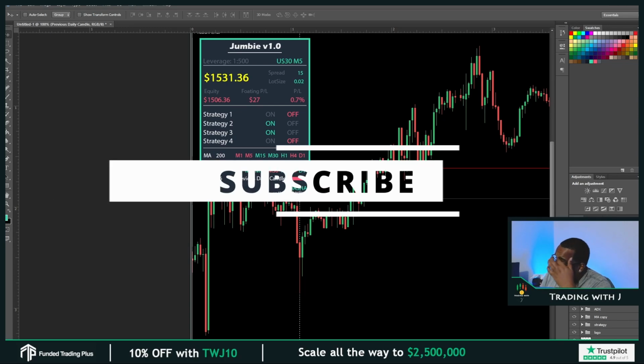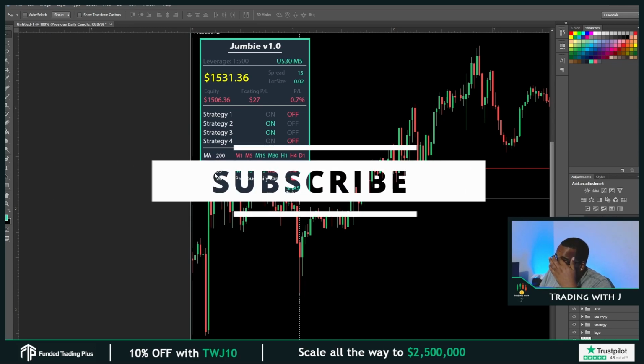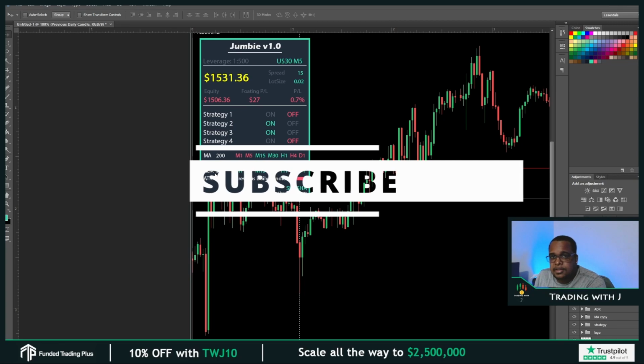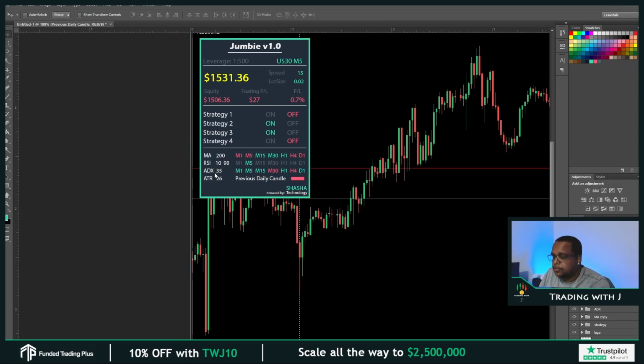For the ADX, we use the ADX to determine if the market is trending or not. Once we determine the level for the ADX, if the price is above the ADX level on any time frame, it will be green to represent that the market is trending on that particular time frame, and if it's below the ADX level on any particular time frame, it will turn red, right?